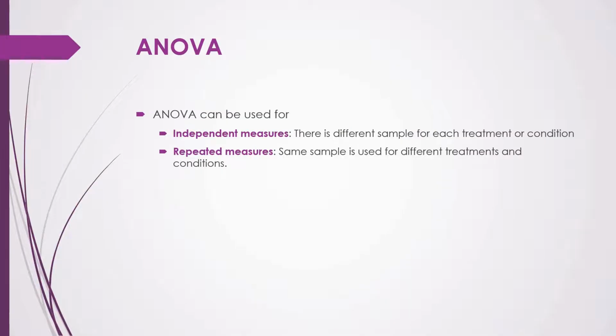ANOVA can be used for independent measures and repeated measures. What does this mean? Independent measure means there is a different sample for each treatment or condition. Let me explain this with an example. I have a class of 50 students. I want to check the efficacy of my teaching on my students' understanding of ANOVA. How do I find out that? I can go about it in two ways.